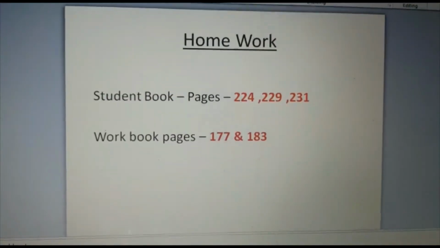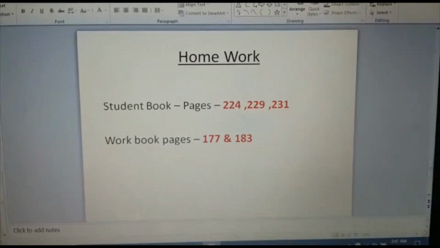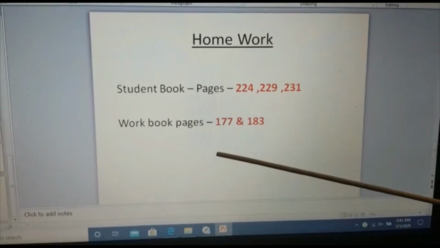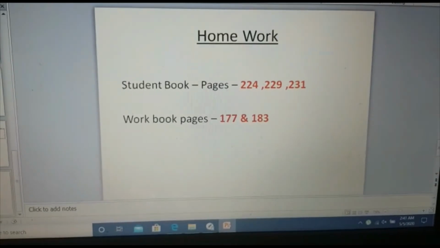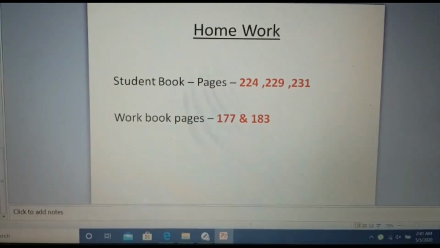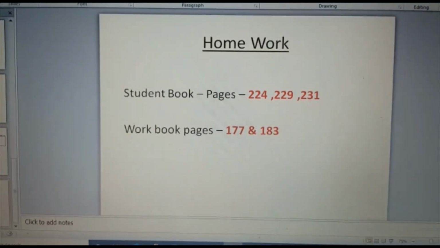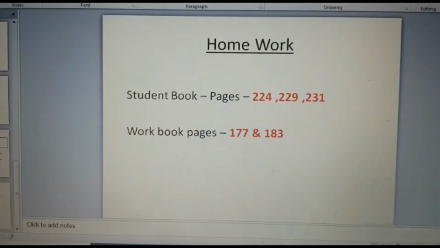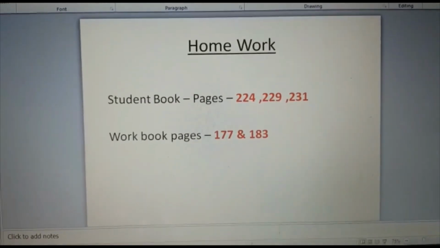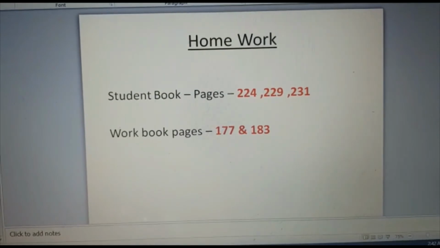Okay. So today's homework is student book page 200. We already explained this. Okay. 224, 229 and 231, and workbook 177 and 183. I'm just giving you these pages. If you want, you can do any workbook pages, no problem, because we already finished the portion. So now you can take your own time and finish all the workbook pages. And now you try to understand this and then you send me the homework. Okay. I will upload one video for the answers. First you try yourself. After that I will send you the video for the answers also.